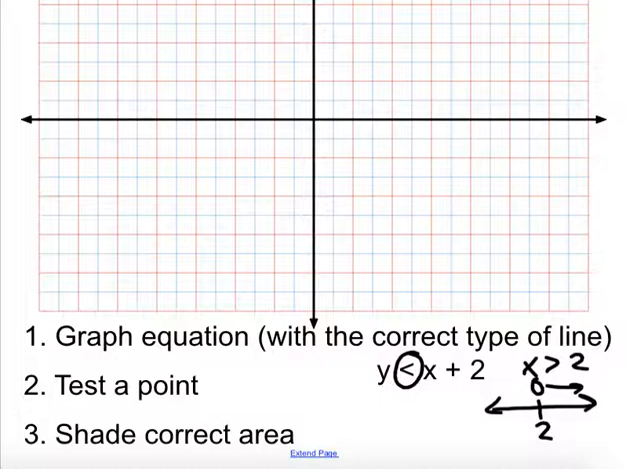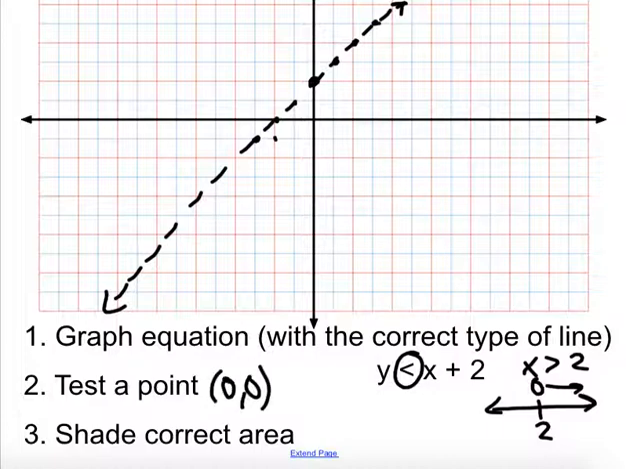So we would put our normal equation, a y-intercept of 2 and a slope of 1. But in this case, we would put a dashed line through the points, showing that this is open, showing that it's not actually a solution on the line because we need to be less than that. And then we test a point. The easiest point to test is 0, 0.